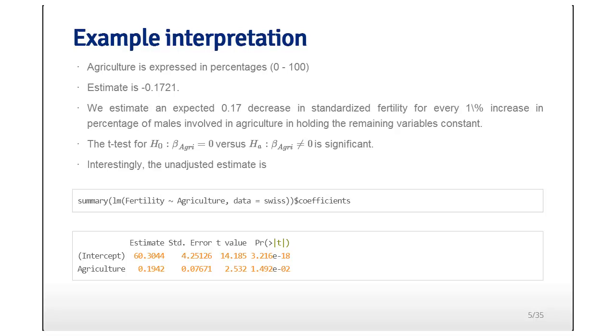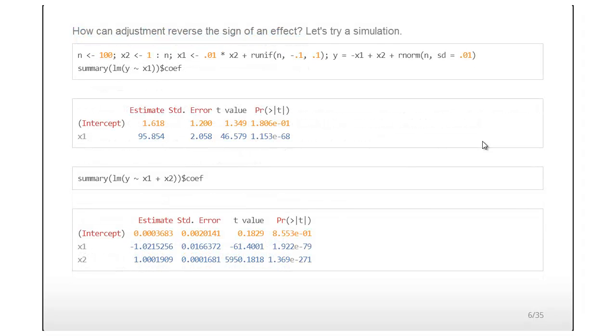What I found interesting about this data set when I was playing around with it, I just looked in R for some examples of multivariable regression data sets, and this one came up. But then I ran the marginal estimate, the one that disregards all the other coefficients. So instead of doing fertility tilde dot, which fits all of them in the regression model, I did fertility tilde agriculture, which only includes agriculture, and you see the estimate there is 0.19, but notice it actually reverses sign, and it's also significant. That's kind of interesting. So let's talk about that.